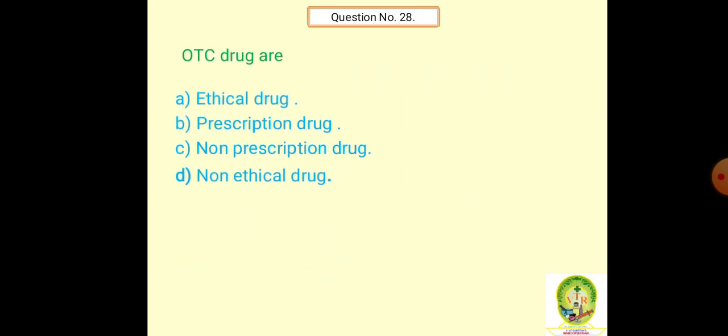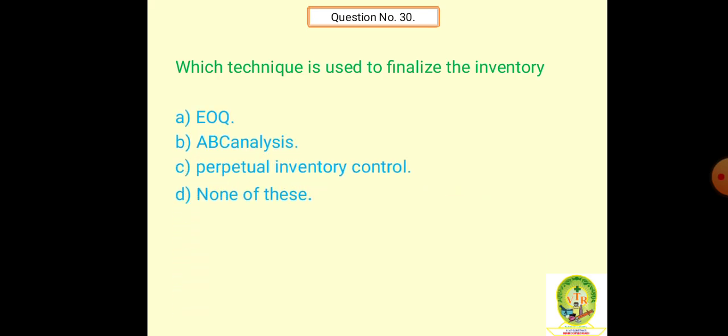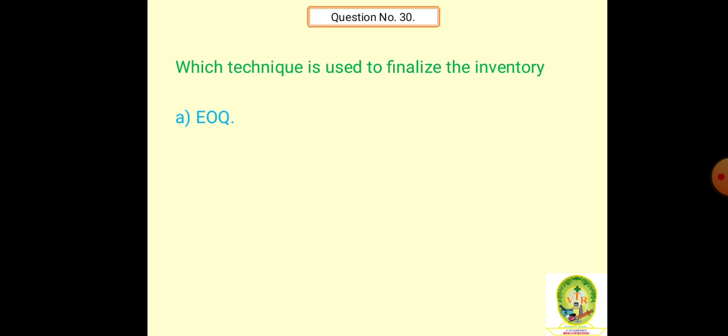OTC drugs are. Options are A. Ethical drug, B. Prescription drug, C. Non-prescription drug, D. Non-ethical drug. Right answer is C. Trial balance is. Options are A. Ledger, B. Account, C. Summary, D. Statement. Right answer is D. Which technique is used to finalize the inventory? Options are A. EOQ, B. ABC analysis, C. Perpetual inventory control, D. None of these. Right answer is A.